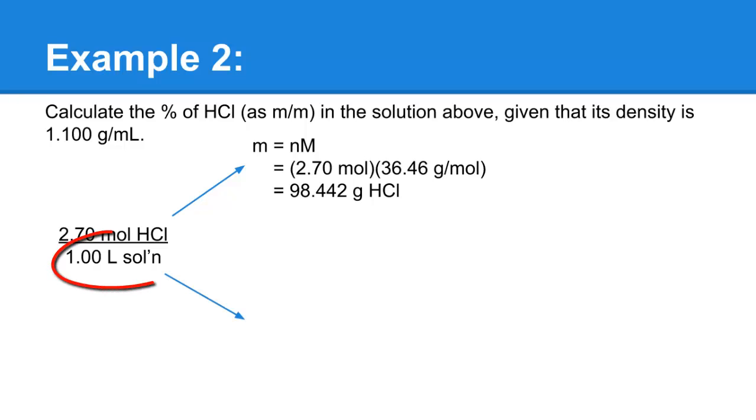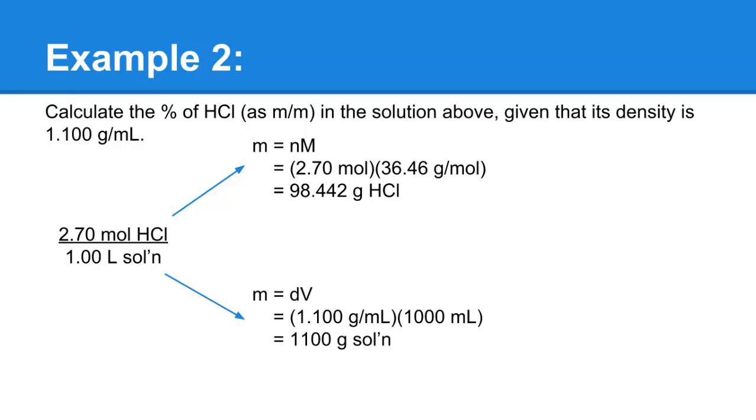We now need to convert the 1.00 liters of solution into a mass. To do so, we're going to take its density, given in the question as 1.100 grams per mL, and multiply that by its volume, converting the volume from liters into milliliters. Doing this calculation gives us 1,100 grams of solution.